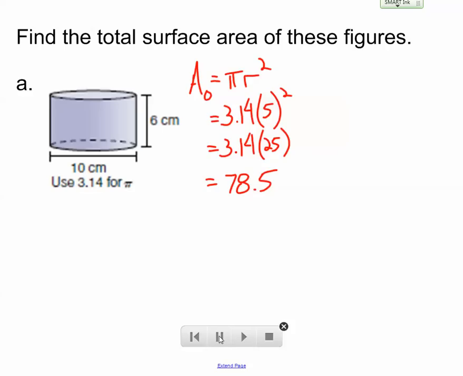Now the next thing we need to do is find the perimeter of the base. Well, the perimeter of a circle we actually call circumference. So we'll do pi times d, or 3.14 times 10. No calculator necessary there. It's 31.4.